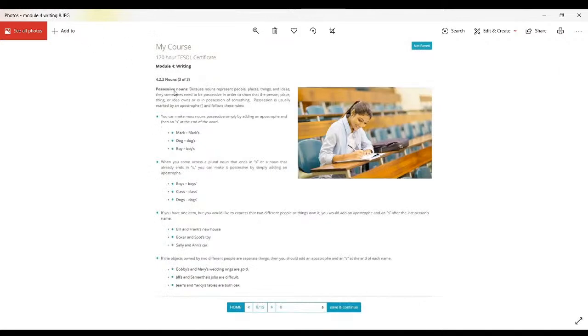So this is the third class, possessive nouns. Alright, because nouns represent people, places, things, and ideas, they sometimes need to be possessive in order to show that the person, place, thing, or idea owns or is in possession of something. Possession is usually marked by an apostrophe and follows these rules. Okay, you can make most nouns possessive simply by adding an apostrophe and then an S at the end of the word. That's what we call apostrophe S.